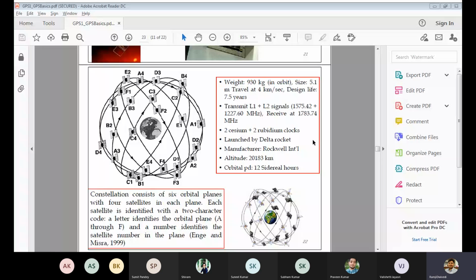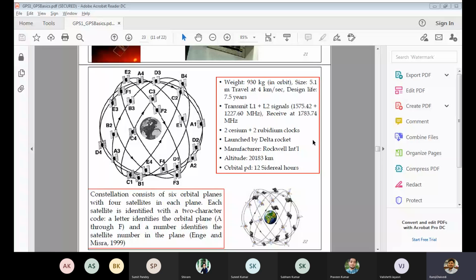Okay, so as I've told you, there are two codes, gold codes, which were given in the previous slide. It was explained that it transmits the coded ranging signals, isn't it? The carriers are available, L1 and L2. What are modulated over these are codes, gold codes. One is CA code, another is P code.